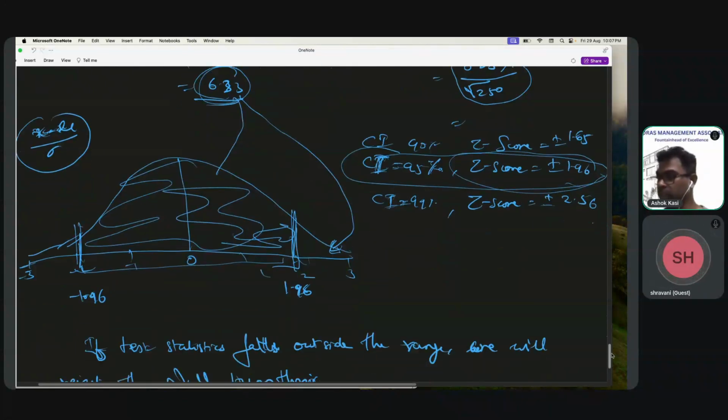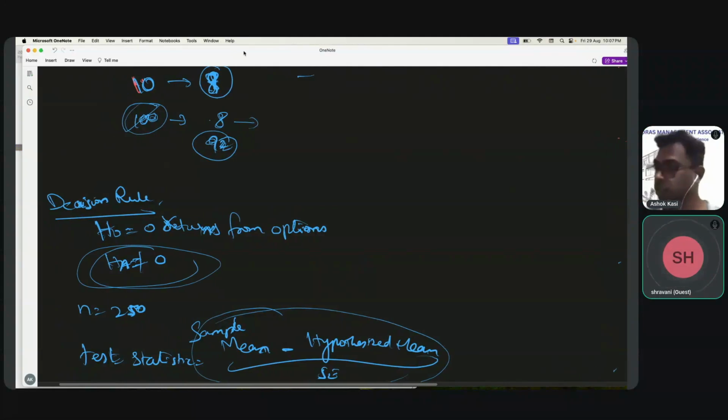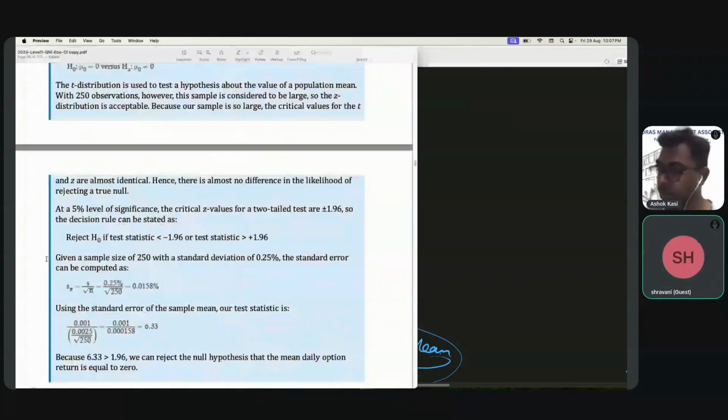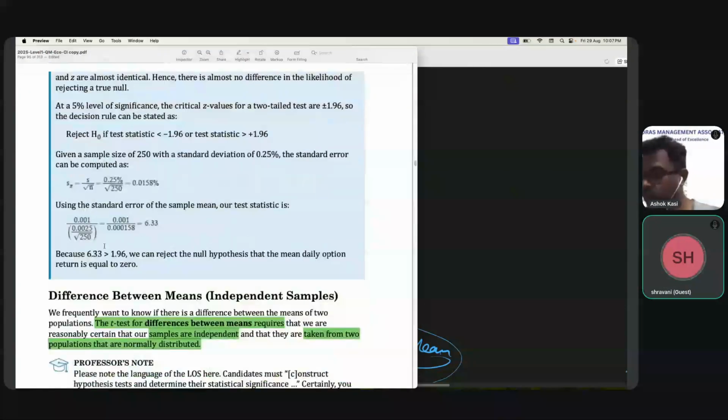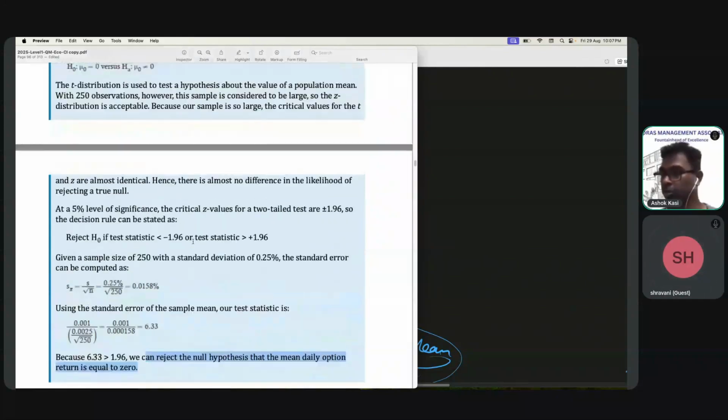Rejecting the null means we are accepting that it is not equal to 0%. It is giving some returns. Now this is the conclusion: 6.33 is greater than 1.96, so we can reject the null hypothesis that the mean daily option return is equal to 0. So it is not equal to 0. Take a minute and go through all this now.